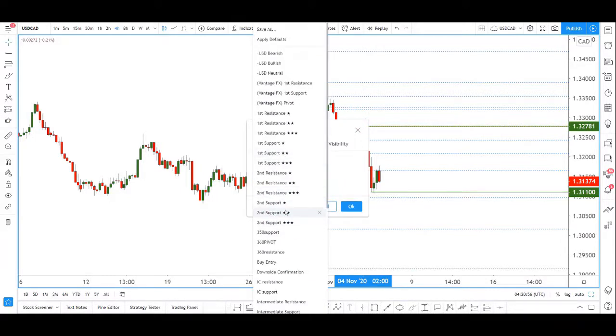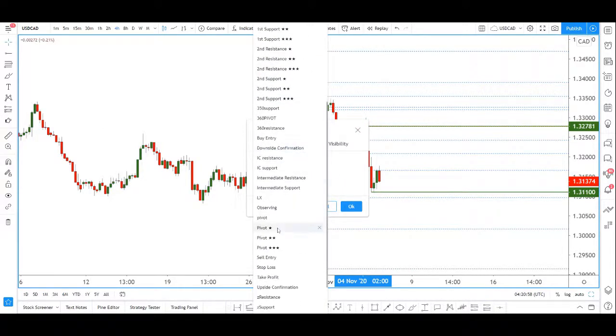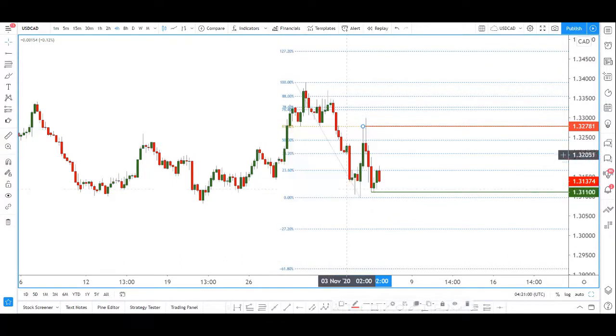This same level is actually a very strong resistance level. Let me show you why. If we were to drag it a bit to the left, it is actually a support. Support turned resistance. So we can expect price to at least push up to this 61.8 one more time.